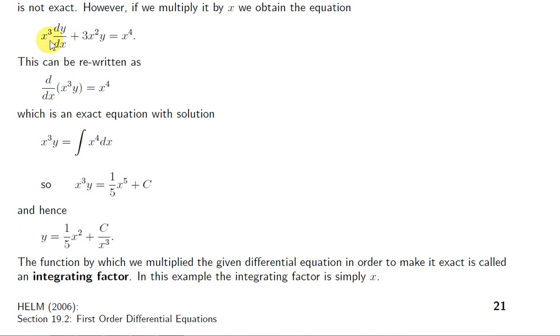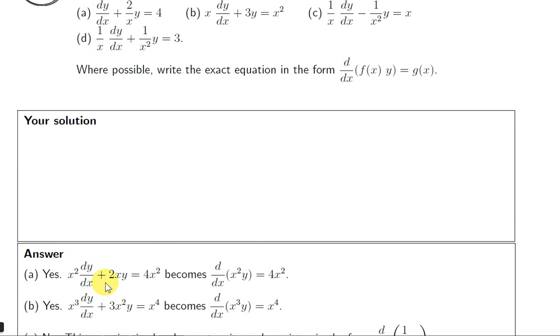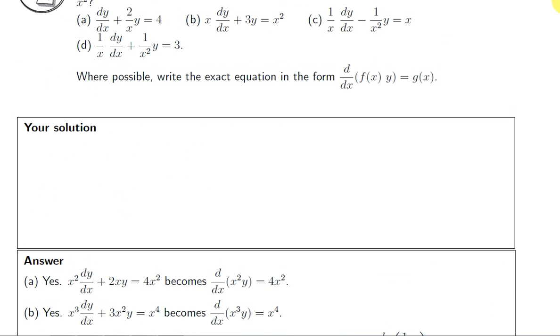Now the function that we multiplied our differential equation by in order to make it exact is called the integrating factor. So the integrating factor in this example is x. Let's take a look at some more differential equations, and here we want to see which of them can be made exact by multiplying by x squared. So let's look at some solutions.